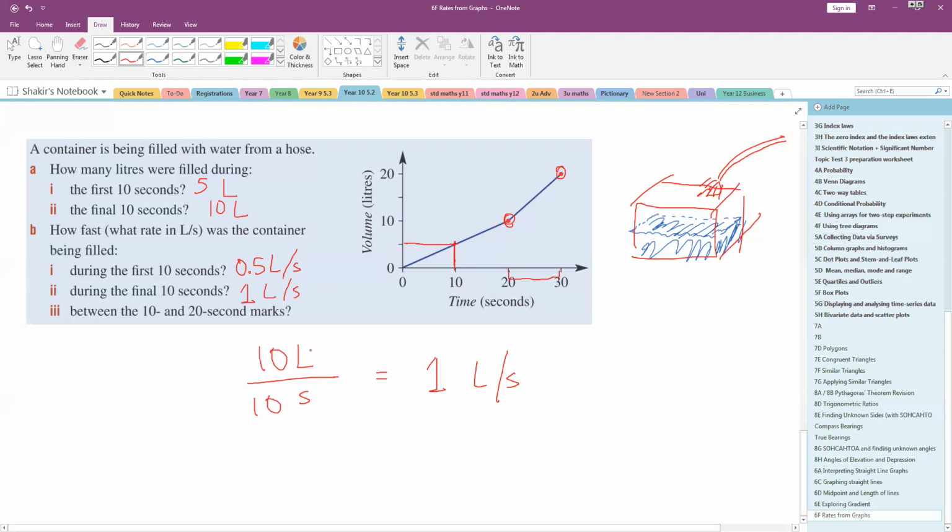And then it says between the 10 and 20 second mark, that would be 5 over 10. So you can see how much did it change. So I'll stop being lazy and I'll actually do it. So once again, we're looking at the third question now. How fast in liters per second was the container being filled between the 10 and 20 second mark? So between those two areas, right? So how many liters? Well, 5 to 10, so 5 liters. And how much time? 10 to 20 seconds. So that is 10 seconds. And 5 over 10 is just 0.5. So right, 0.5 liters per second.